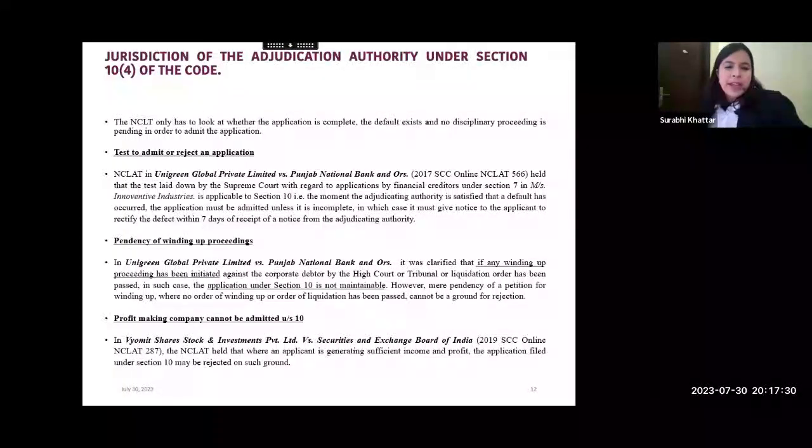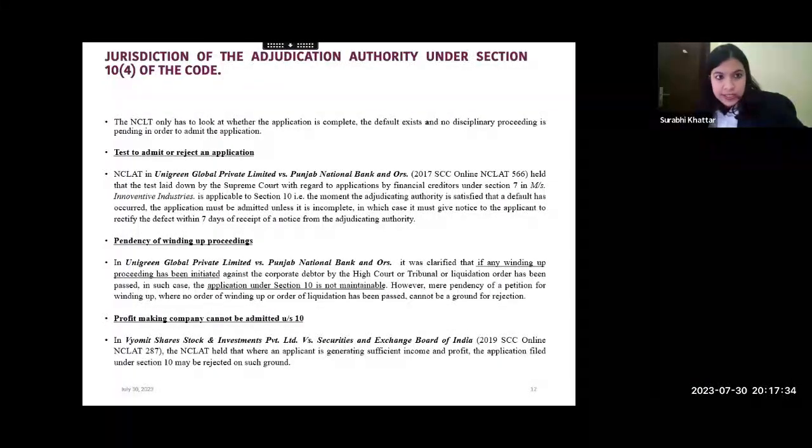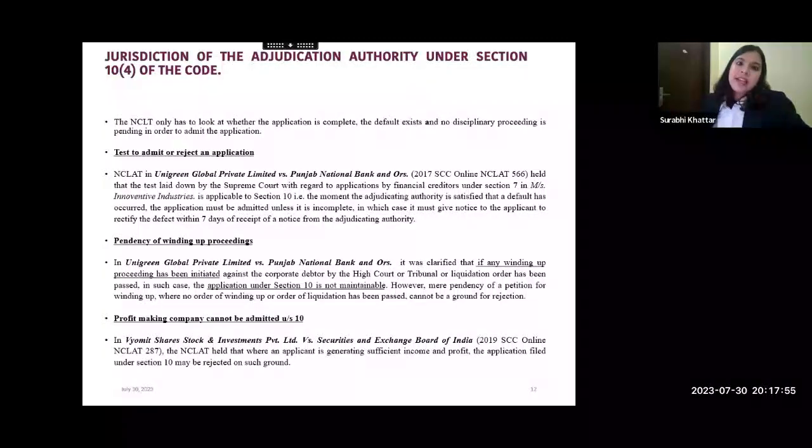Now, a profit-making entity will not be sent under insolvency. There are clear judgments on that aspect. If there is a winding up petition pending against the corporate debtor, then the pendency is not a bar. Section 10 can still be admitted. However, if an order of liquidation or winding up has already been passed, then the Section 10 application would be rejected.